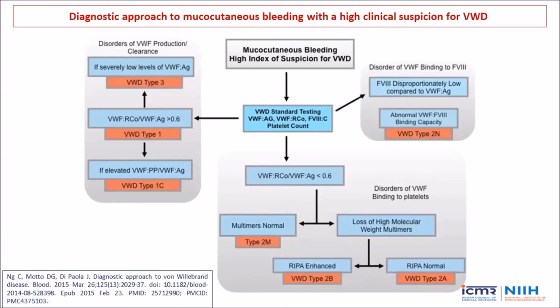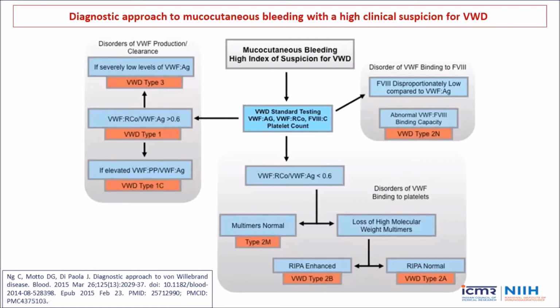and in type 1C the problem is with the peripheral clearance, because if you do the propeptide versus the mature protein ratio, and you see that it is changed, that suggests there is no problem with the synthesis, but there is a problem with clearance of the von Willebrand factor from the circulation.